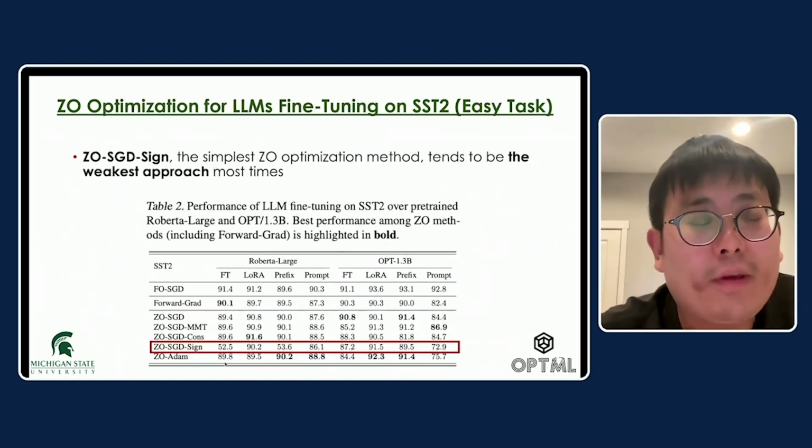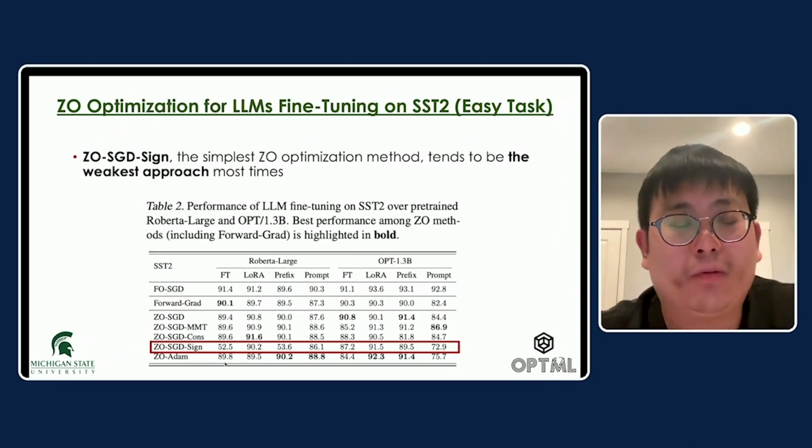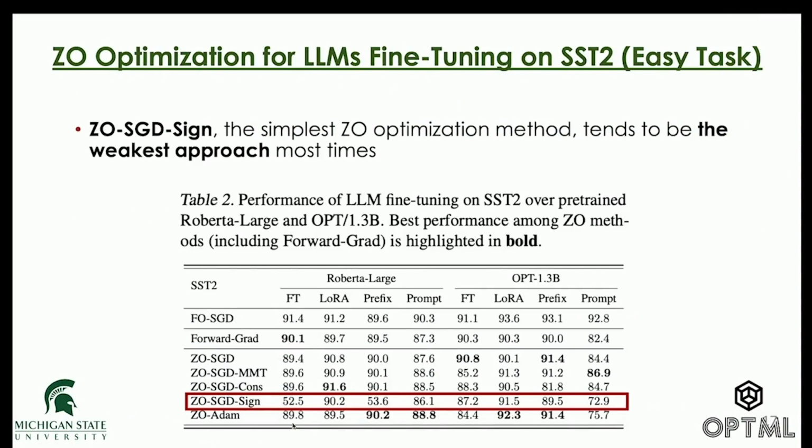And moreover, if you compare the simplest method, like zero-order SGD, which only uses the sign of the gradient estimate to update the fine-tuned models, you can see the zero-order SGD-sign method typically does not work well. So therefore, you can conclude that we have to use the gradient estimate values instead of the sign to fine-tune the large language models, even for this very simple task.